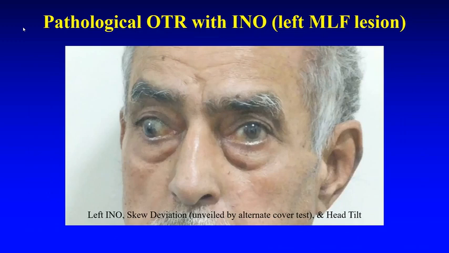So this is a gentleman where you see the left internuclear ophthalmoplegia. Skew deviation is unveiled by the alternate cover test and head tilt is there. On right gaze, there is an adduction lag of the left eye, and there is a nystagmus of the abducting right eye. So the lesion has to be on the left side.